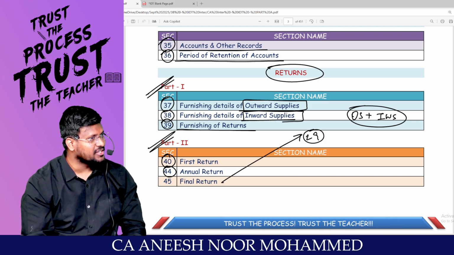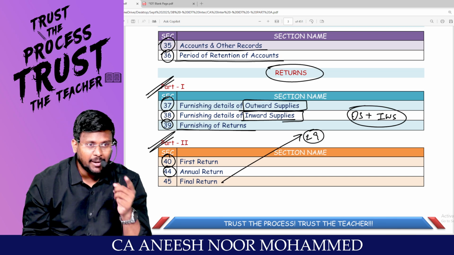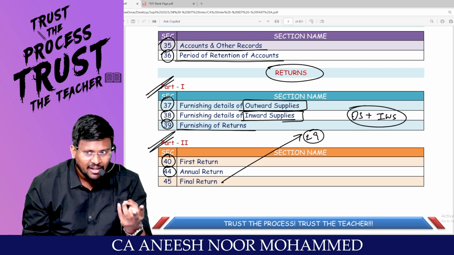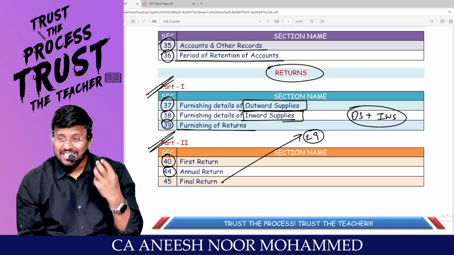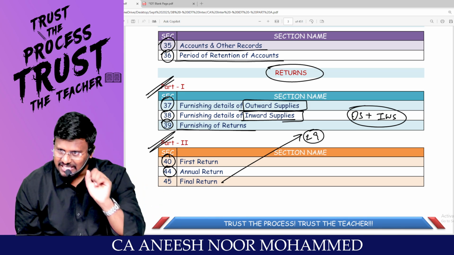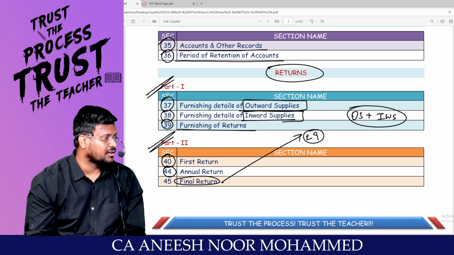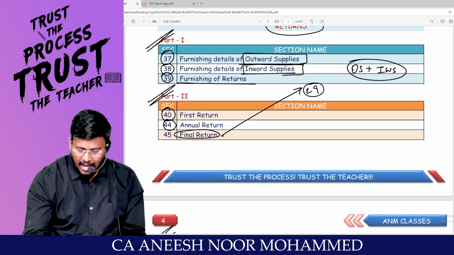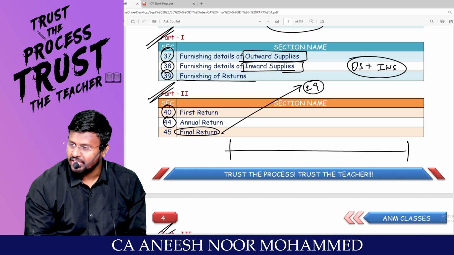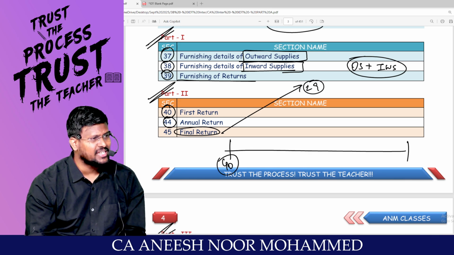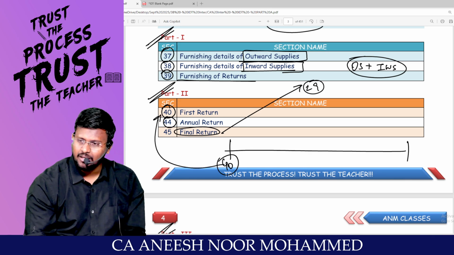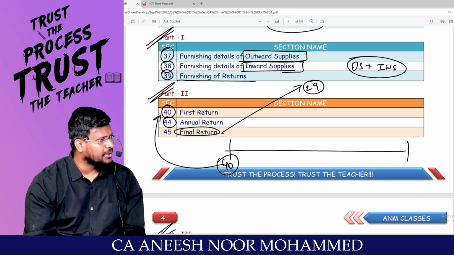29, cancellation of registration. What is 28? Amendment of registration. 29, cancellation of registration. 30, revocation of cancellation. Once I cancel the registration, I have to file the final return. After I have taken registration, the return which I am going to file first is called the first return, as per section 40. Are you really with me?